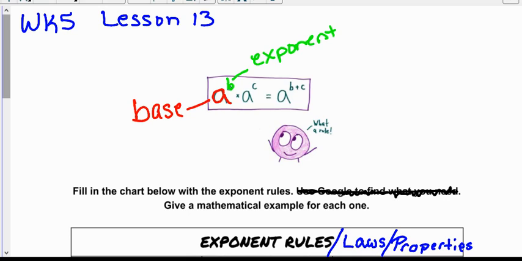Lesson 13 is going to be a cumulative review of all of our exponent properties that we did over the last couple weeks. So we need one place to put all these down in a set of notes. I've got a head start here where I've marked the base and the exponent.